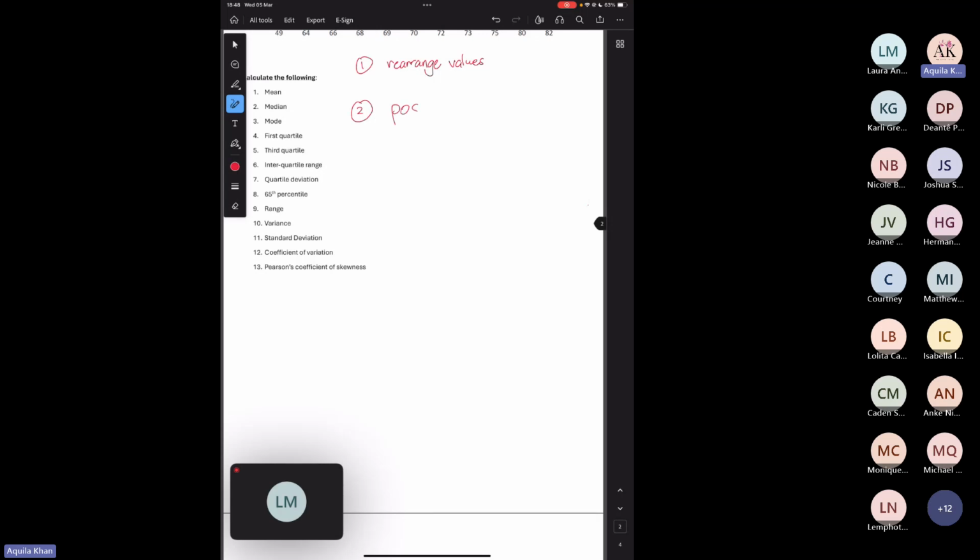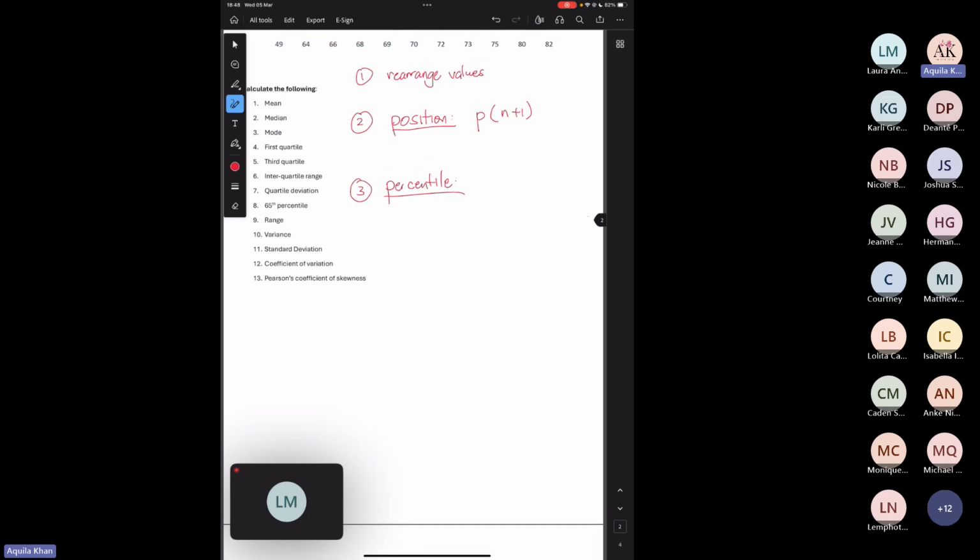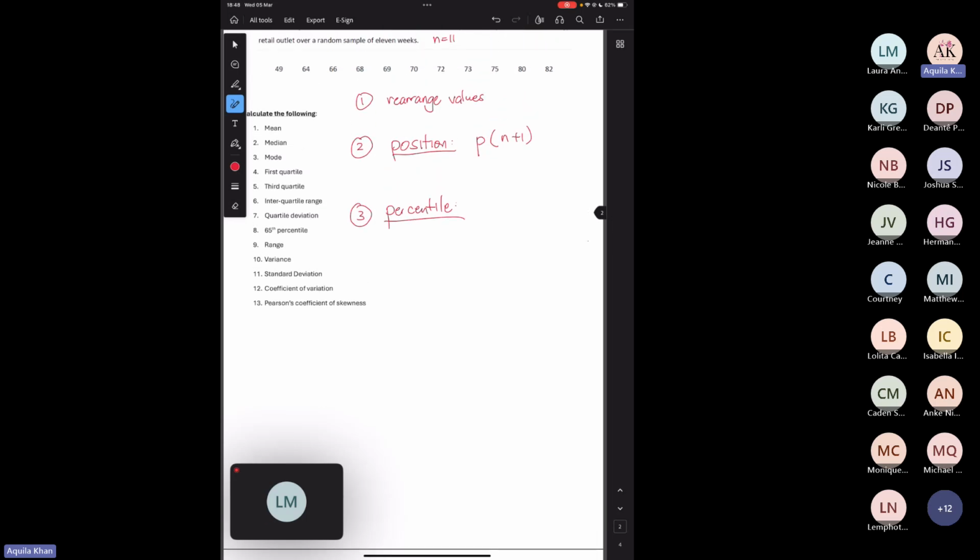Step 2 is to determine your position. Here, the position is always calculated as P multiplied by N plus 1. And this is under ungrouped data, remember? And then the next step is to actually calculate the percentile. Now, this one does require a little bit more work than the others. So let's have a look at how it's done.